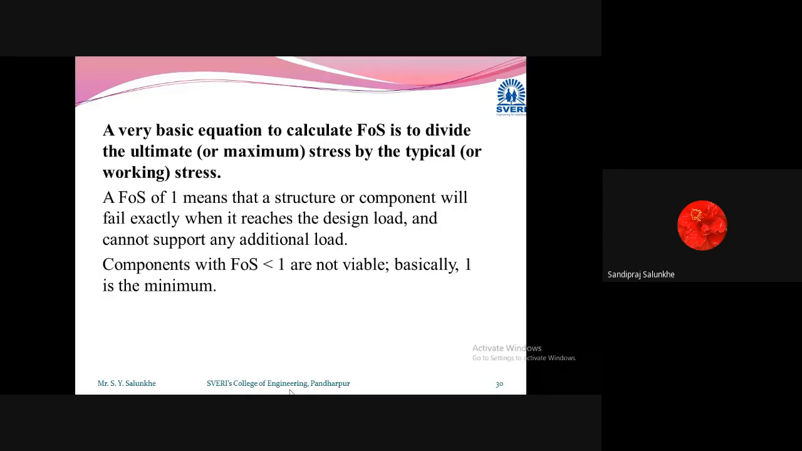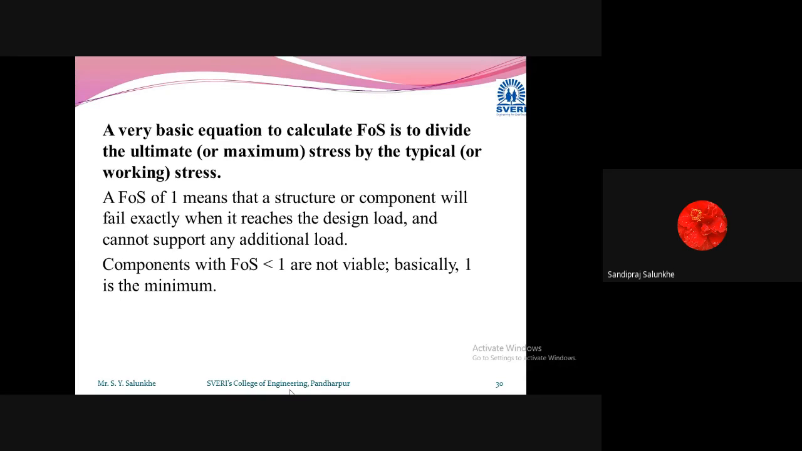Now, the factor of safety is decided. Let me again clarify it. The factor of safety is decided. It does not have any standard value. It depends upon the designer. In some cases where we refer to government codes, the factor of safety value is recommended, but it is up to the designer how much factor of safety he wants to put. Okay.